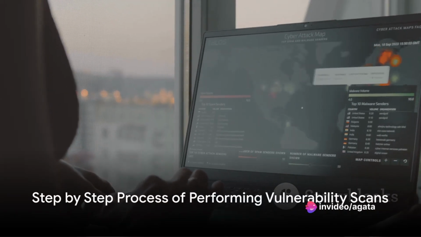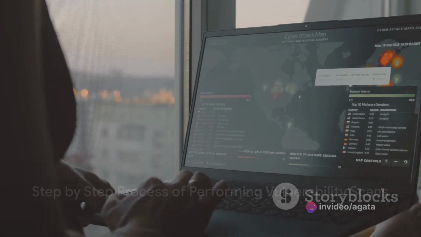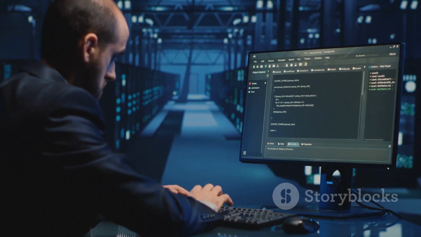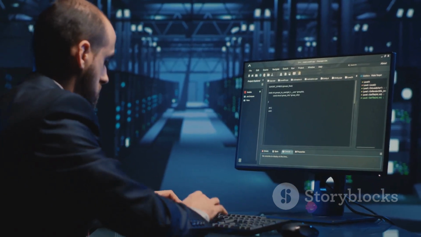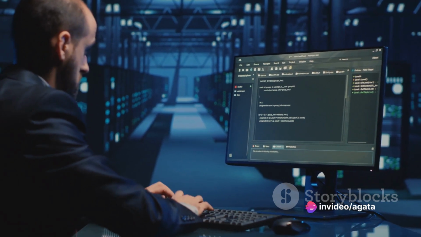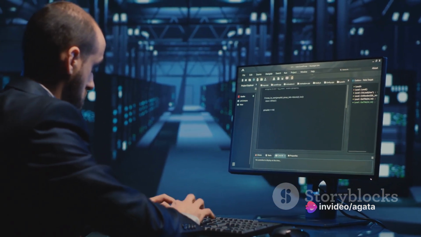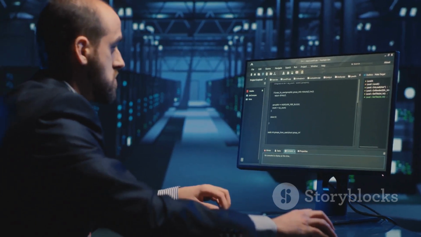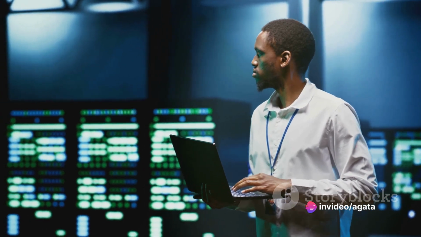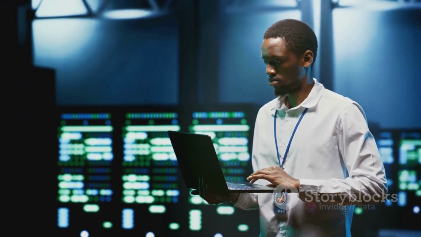Performing vulnerability scans might seem complex, but it becomes manageable when broken down into steps. Our first step is identifying and defining the environment to scan. In this stage, we need to know what we're looking at. Are we scanning an entire network, a specific server, or perhaps just a single application? It's crucial to understand the scope of your environment, including the type and number of devices, operating systems, and applications present. This will help in selecting the right scanning tools and techniques.